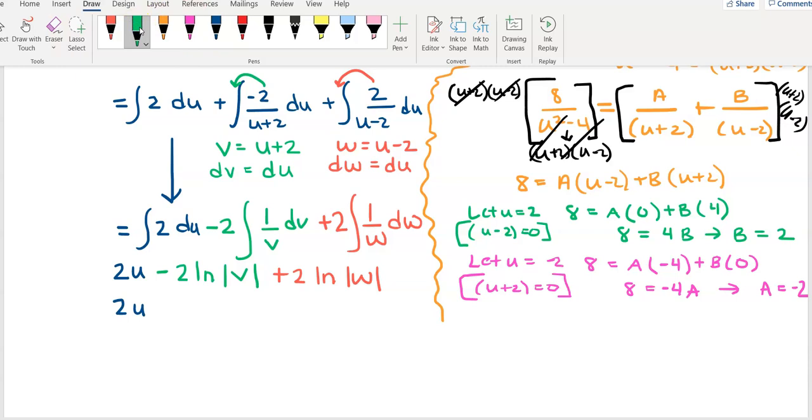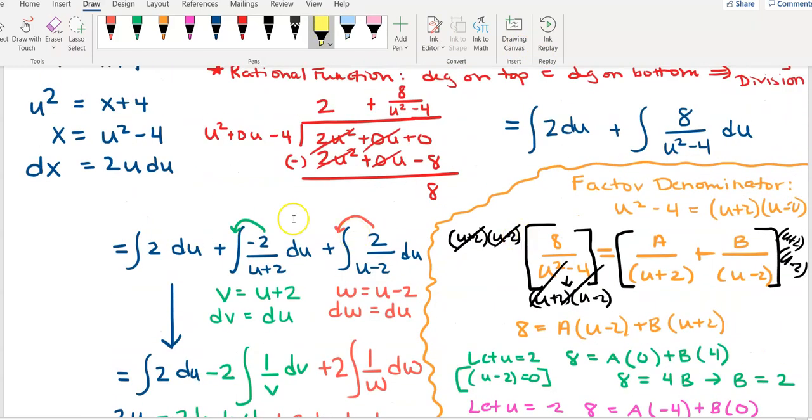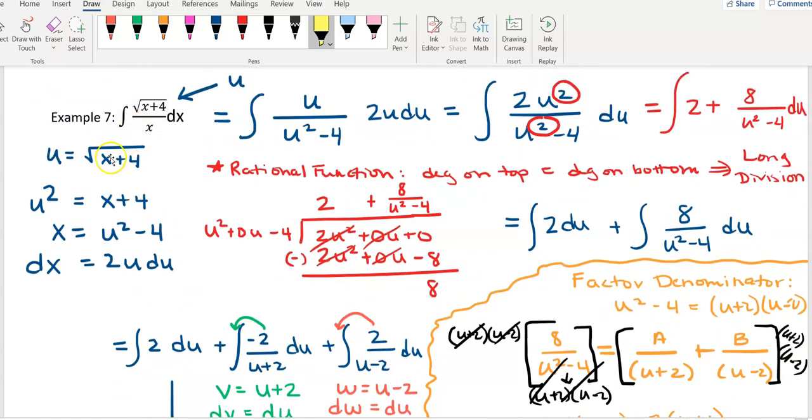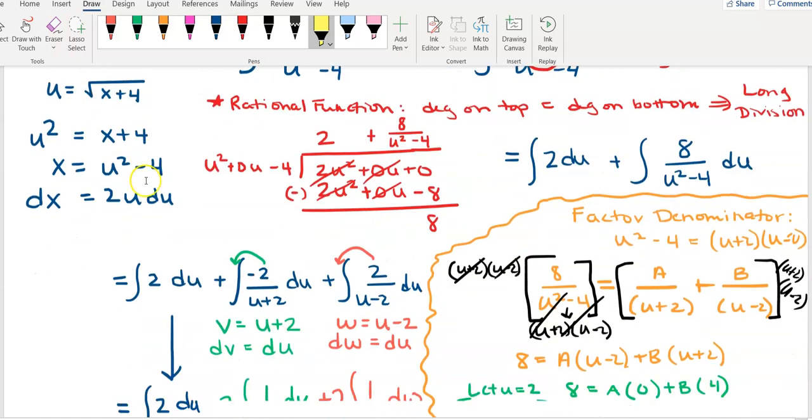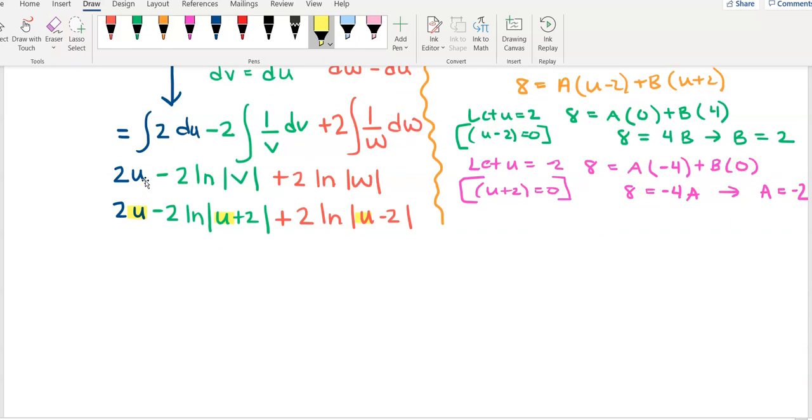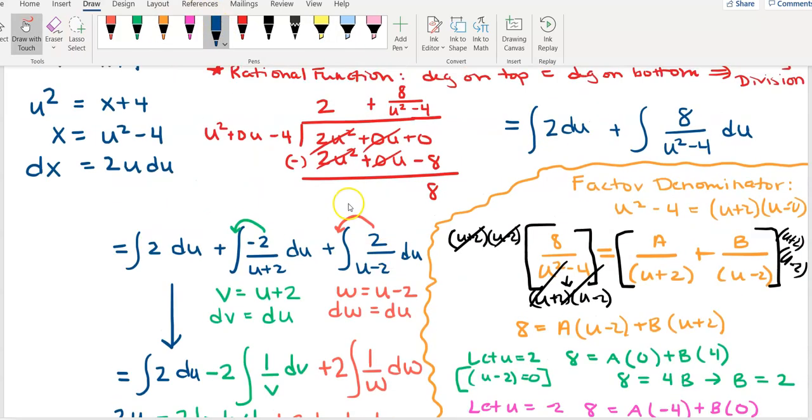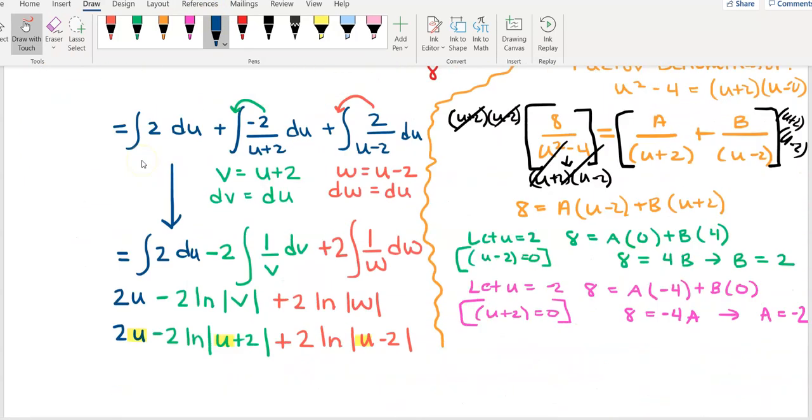V was the equivalent of u plus 2, so now it's -2 ln of the absolute value of u plus 2. And w was the equivalent of u minus 2, so it would be +2 ln of u minus 2. Okay, so now we have everything in terms of u. Notice we have u here, and u here. So we need to go back up to the very beginning to figure out what we set u equal to. And u is equal to the square root of x plus 4. So all of those u's in our final equation are going to be the square root of x plus 4, because that's what we set it to at the very, very top.